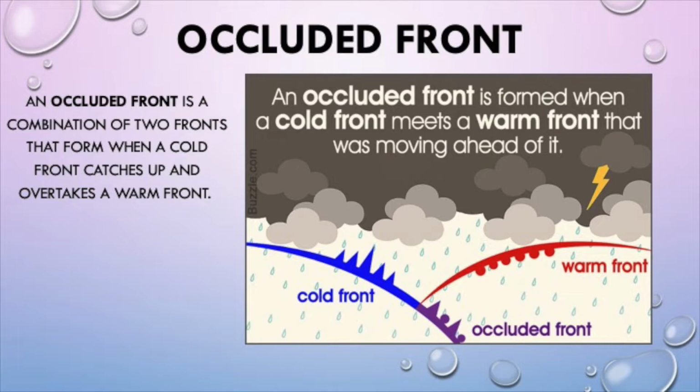The occluded front is a combination of two fronts that form when a cold front catches up and overtakes a warm front. So the occluded front is formed when a slow-moving warm front has entered an area, and then you have a cold front that kind of catches up with it and overtakes it.